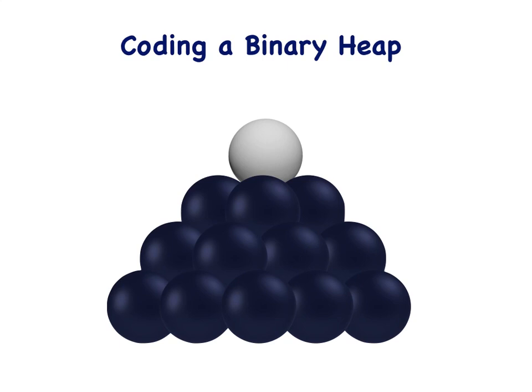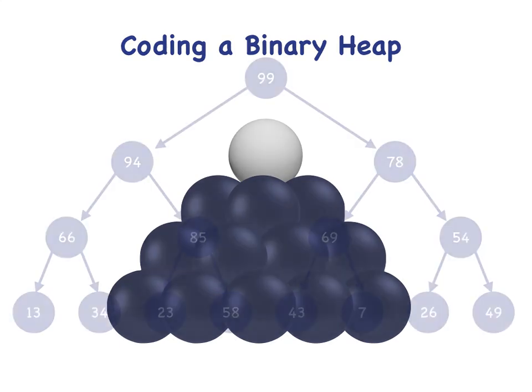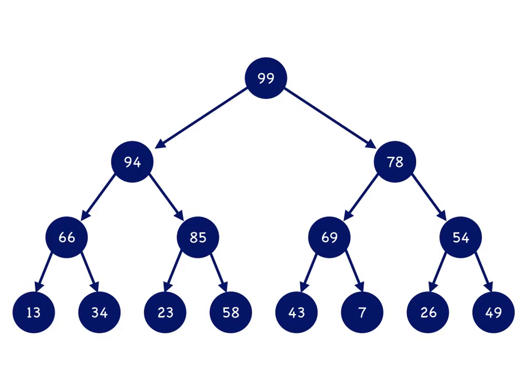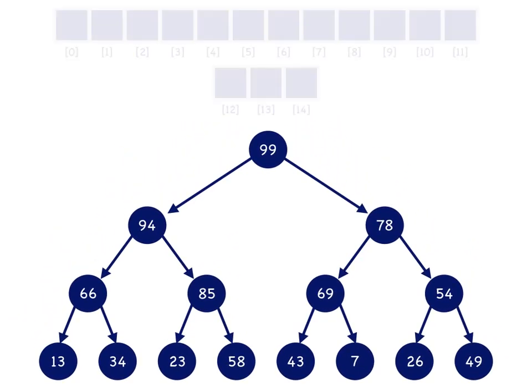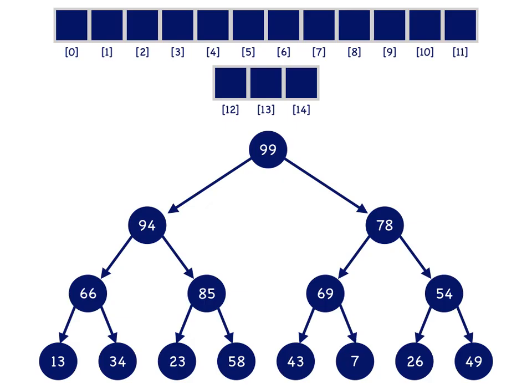Coding a binary heap. In the previous video, I said that a binary heap is a kind of binary tree, but in reality, that's just the visual representation. When writing code for the binary heap class, I would not use a binary tree object. I would actually use an array to store the values.